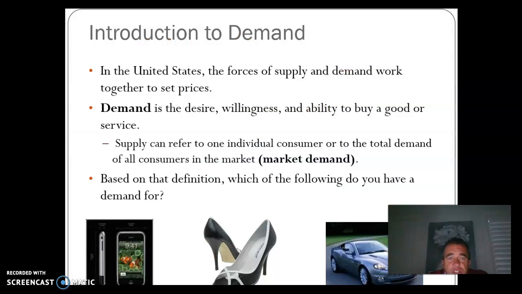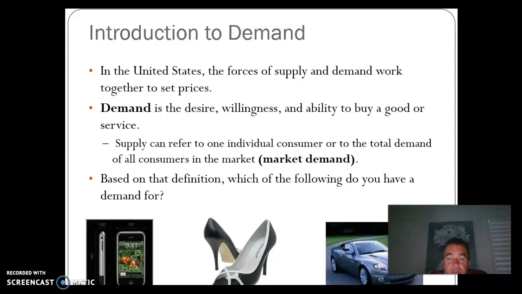When we look at the introduction to demand, in the United States, the forces of supply and demand work together. They help to set prices. Demand is the desire, willingness, and ability to buy a good or service. Demand can refer to one individual consumer, or to the total demand of all consumers in the market. That will derive the market demand.